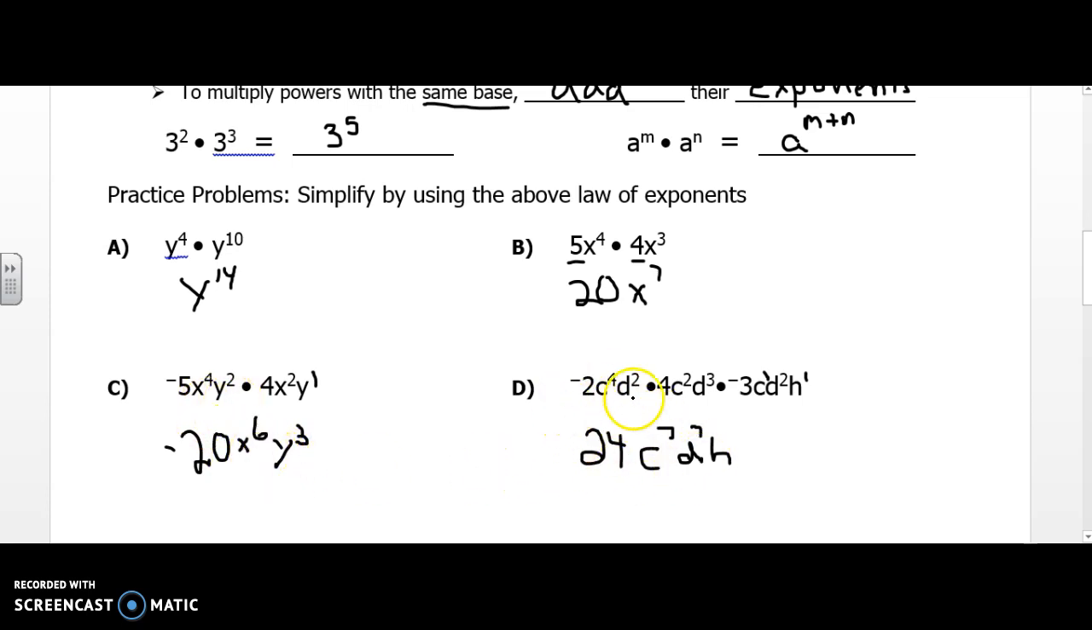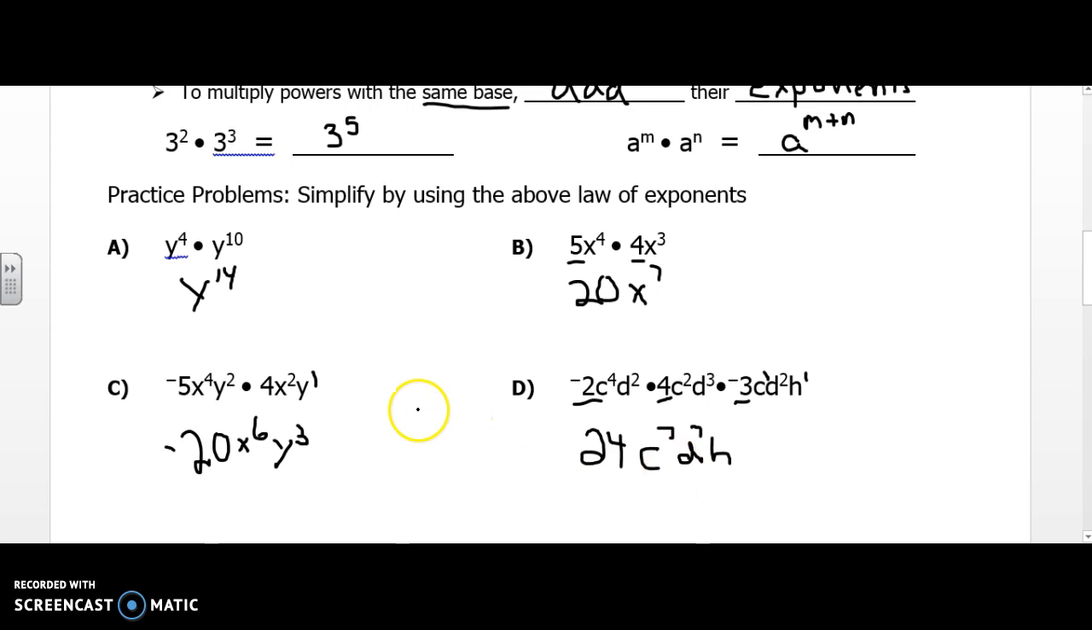And then last but not least, I go ahead and multiply negative 2, 4, and negative 3. I get positive 24. And then c to the 4th, c to the 2nd, c to the 1st. 4 plus 2 plus 1 gives me 7. D to the 2nd, D to the 3rd, D to the 2nd, 2 plus 3 plus 2 gives me 7. And then poor h over here, he has nobody to hang out with, just plain old h.